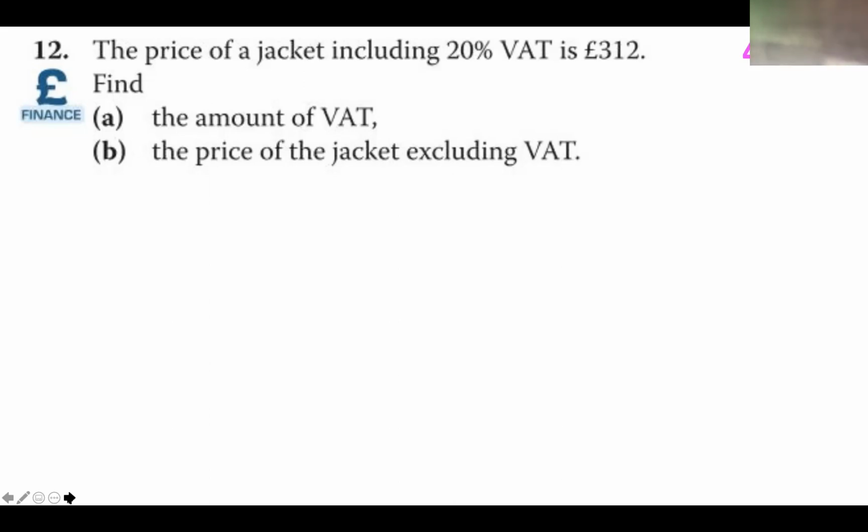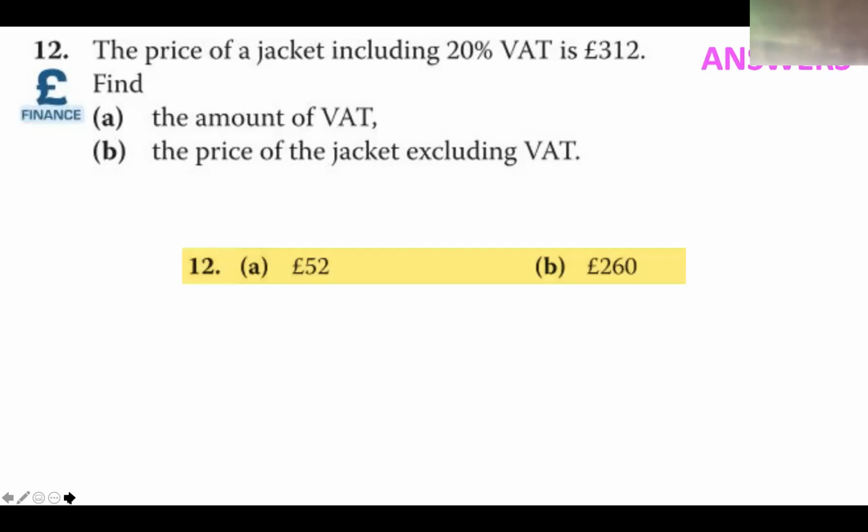Right, wow. Great effort, guys. So we have our answer for the jacket of £52 for the VAT. Okay, so remembering 120% is the £312, which allows us to get £52, and therefore the price excluding the VAT is £260.